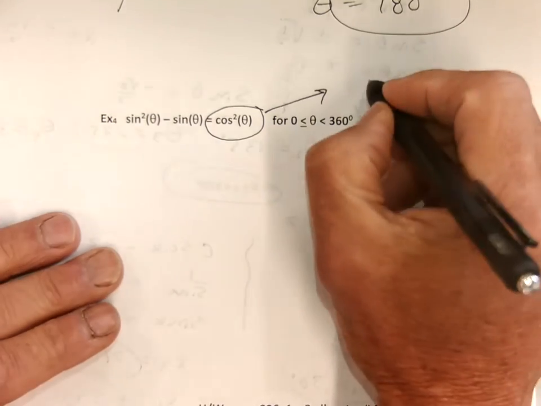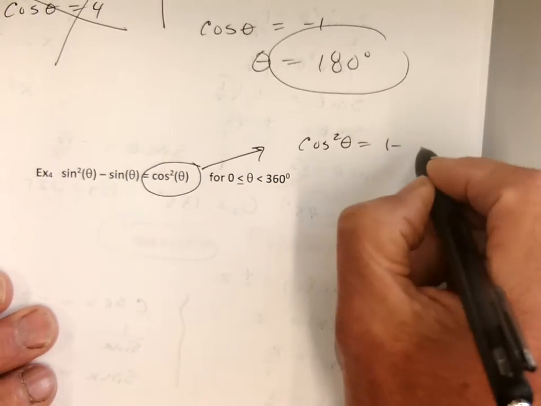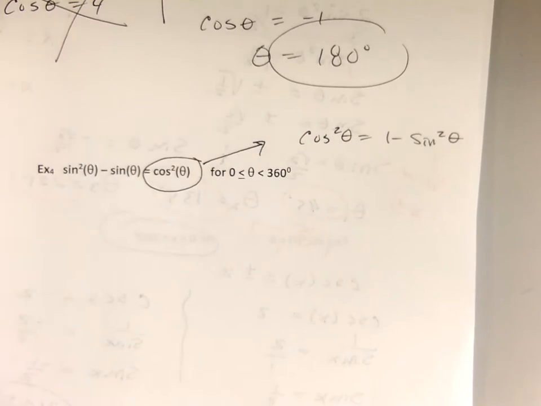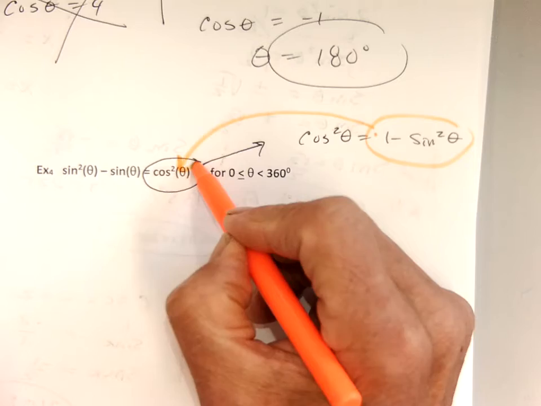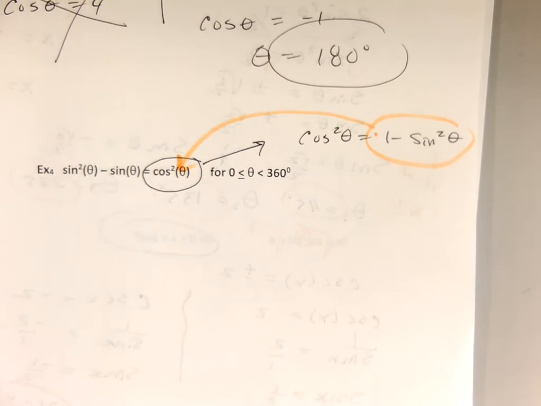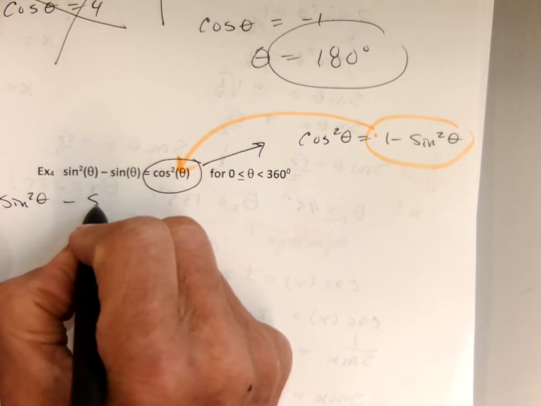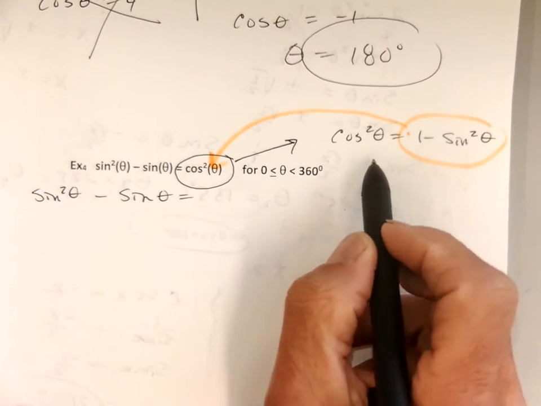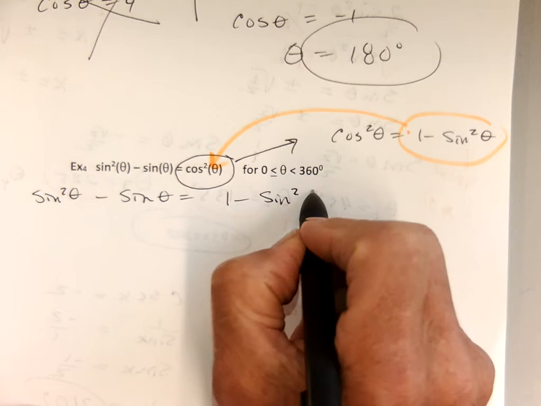So I know that cosine squared theta is equal to 1 minus sine squared theta. And so I'm going to make a substitution. I'm going to put this in for cosine squared, and then everything will be in terms of sines. Okay, so I'm going to go sine squared theta minus a sine theta equals, not cosine squared, but we'll substitute in a 1 minus a sine squared theta, okay?